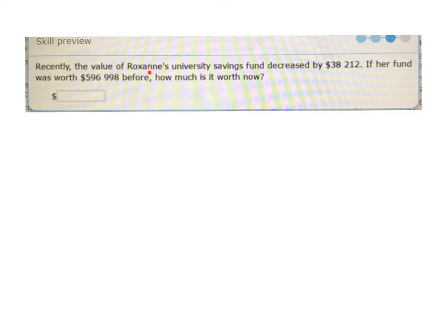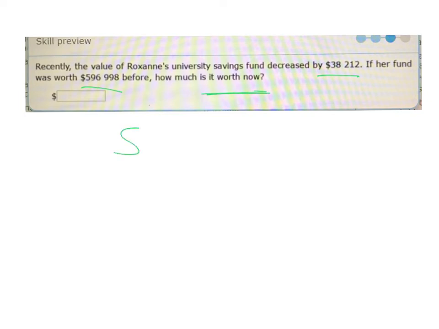This example says, very similar question actually. Recently, the value of Roxanne's university savings fund decreased, so went down by this much money, $38,000. If her fund was this before, so originally she had this much, how much is it worth now? So always looking for these key words. We want to know how much it's worth now. This is what she had before. This is what it went down by. So we're writing before, minus that gives us what it's worth now.